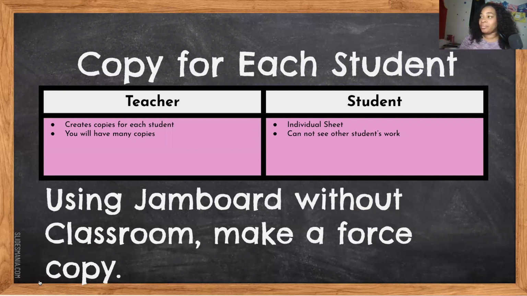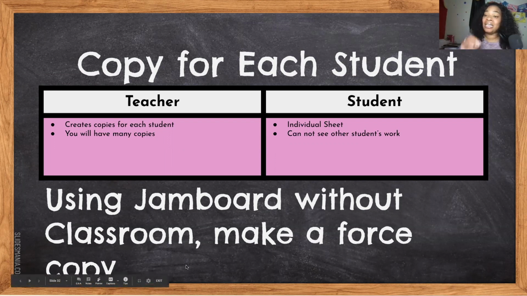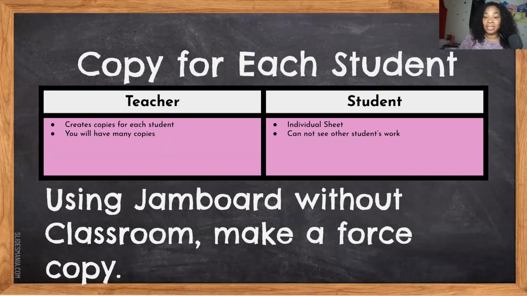Keep that in mind. When you make a copy for each student, everyone will have their own copy. So it's like an individual worksheet, but you will have to look at multiple copies of each student's work. Each student will have their own individual sheet and they cannot see other students' work. So when you make a copy for each student, it is designed to be an individual assignment.